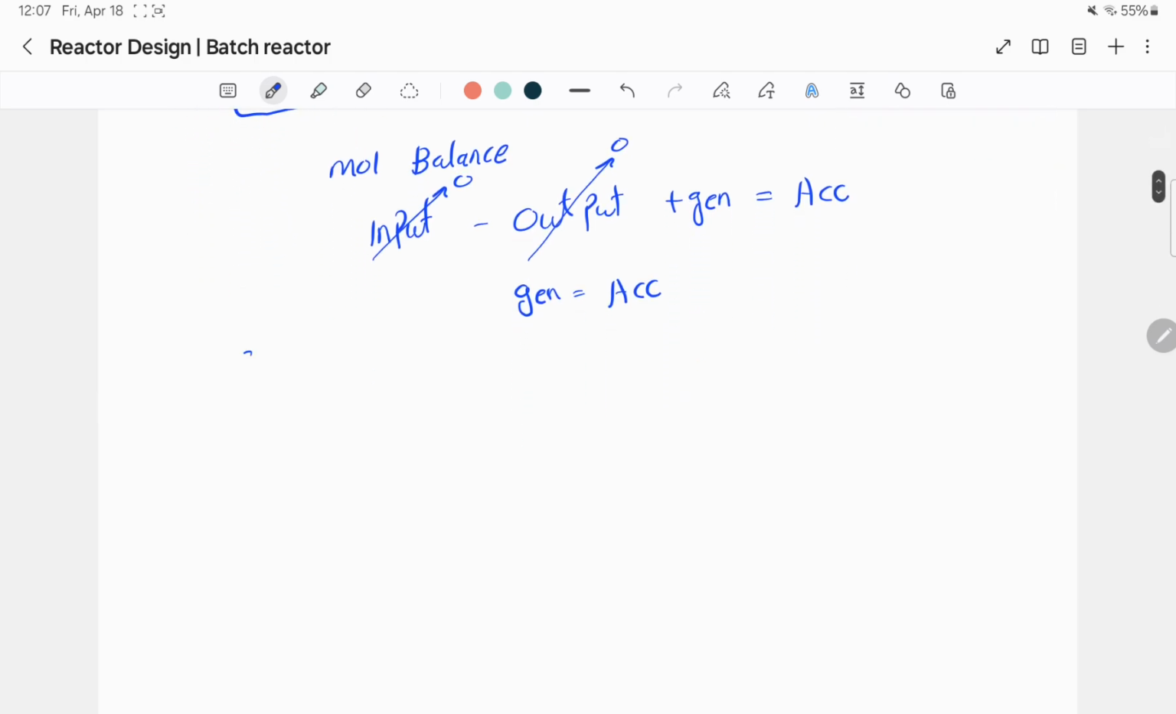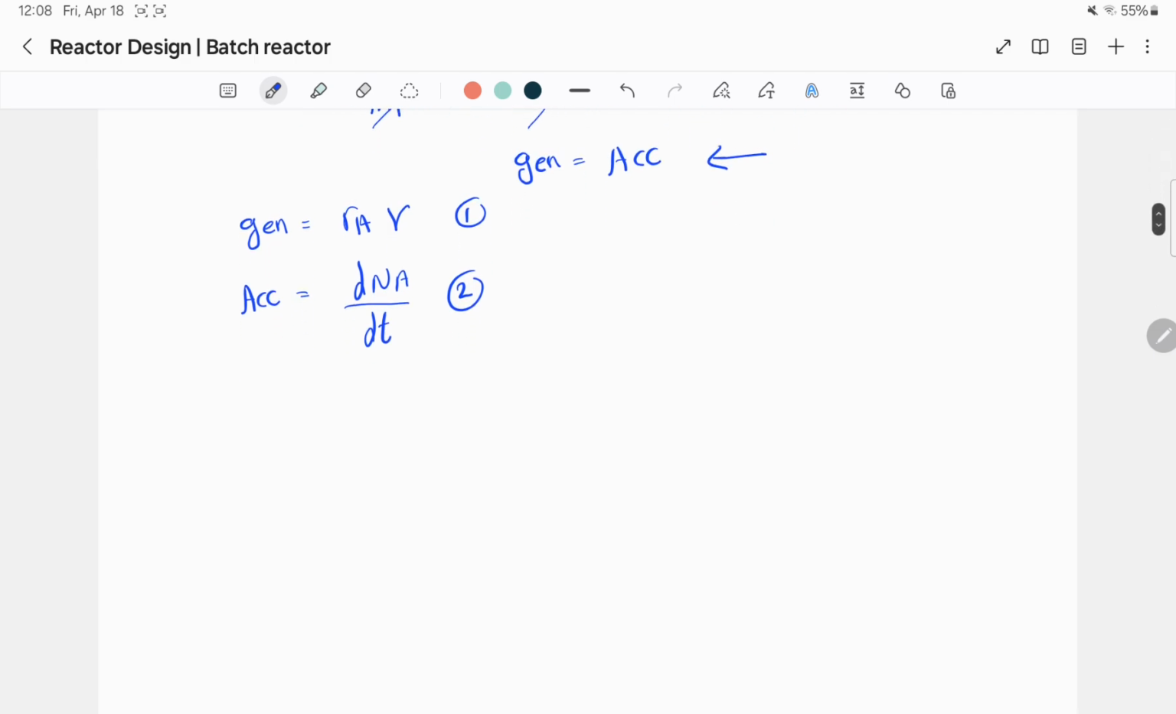Now, generation equals rate of reaction times volume, where the accumulation equals the change in moles over the change in time. We'll sub these two back into this equation, and we'll be left with RA times V equals change in moles over change in time.